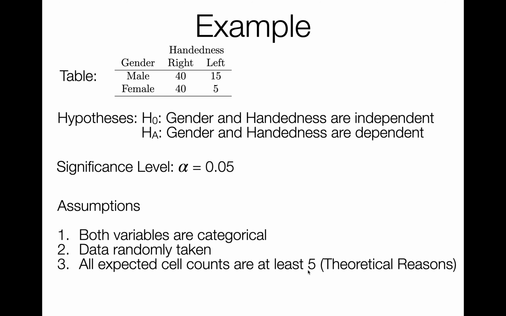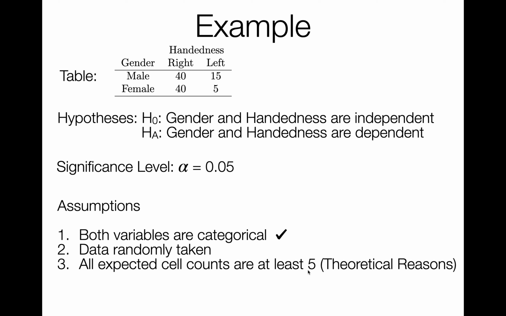And then the assumptions are that both variables are categorical, the data was randomly taken, or the people who were interviewed were selected randomly, and the last one, which is important, is that all expected cell counts are at least 5. We talked about those a little bit last time, but it'll be more helpful to see it in practice this time.